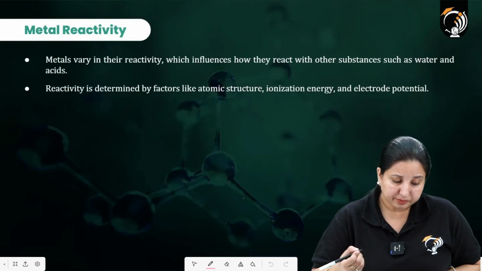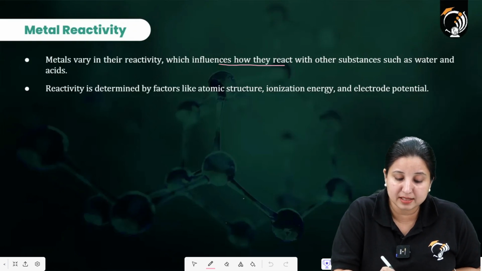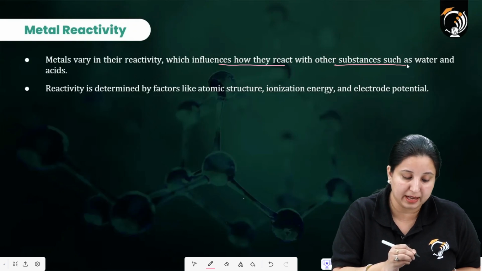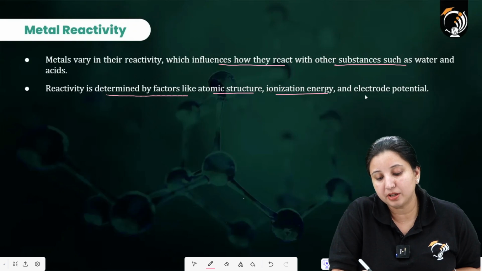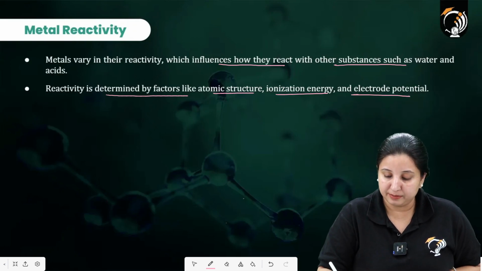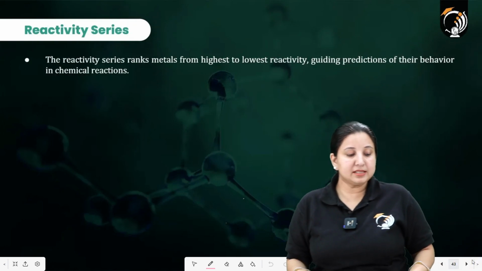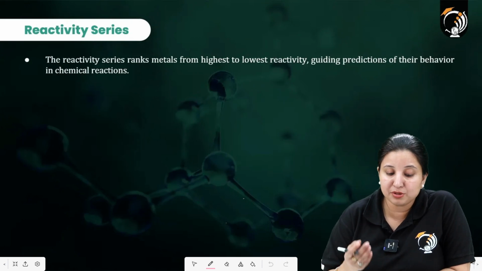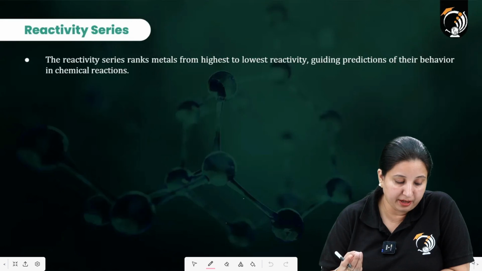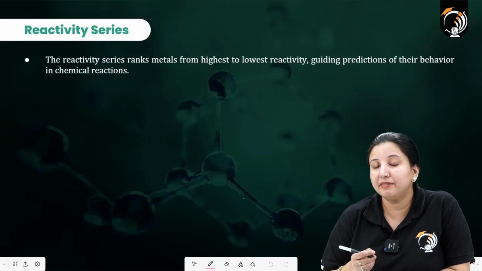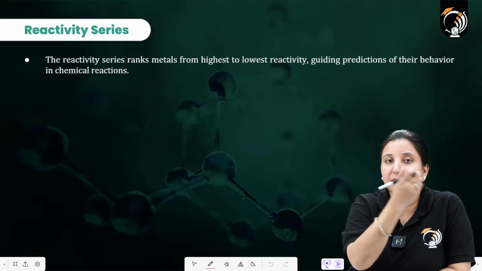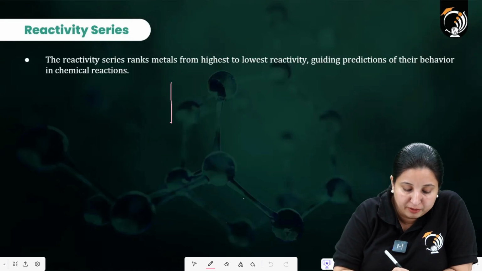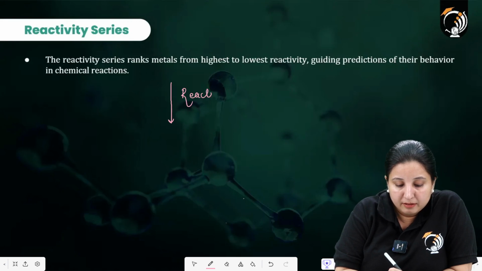So, metals vary in their reactivity, which influences how they react with other substances such as water and acids. And reactivity is determined by factors like atomic structure, ionization energy and electrode potential. So, the reactivity series ranks metals from highest to lowest reactivity, guiding prediction of their behavior in chemical reactions. And this reactivity series we have covered just now in the previous slides, that if you move from top to bottom, the reactivity decreases.